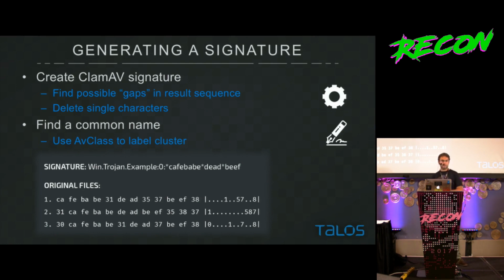And then the cherry on top of the cake is that we use AVClass to automatically generate a name for our malware cluster. This works by going for all the samples to VirusTotal, querying the antivirus labels, processing them with the AVClass algorithm to get a common name, and then using this name. So for example, here you see the name, you see file type 0, which is just all files in ClamAV, and the signature. And this signature matches our example files here. So you can see that it corresponds there.